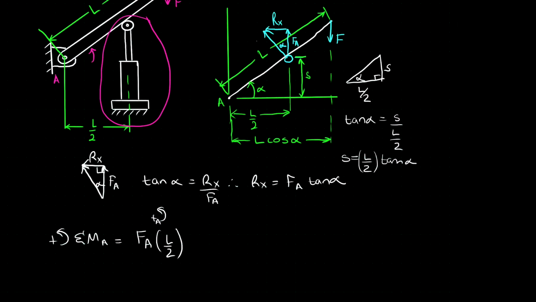Okay, so going back to some of the moments, we can say plus Rx times the perpendicular distance from pivot point A to where Rx is applied, and that is S, which is L on 2 tan alpha. And finally, there is one more force, and that is force F. That's applied such that it causes a clockwise moment about pivot point A, so that'll be a negative moment. So negative F times the perpendicular distance from pivot point A to the force F, which is L cos alpha. That is all equal to 0.